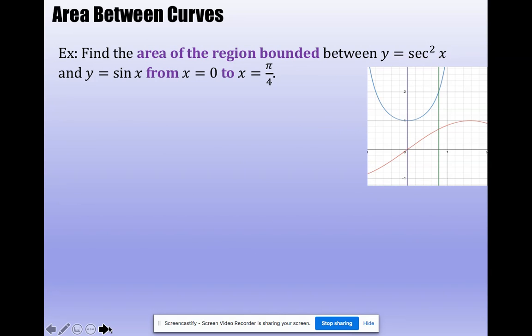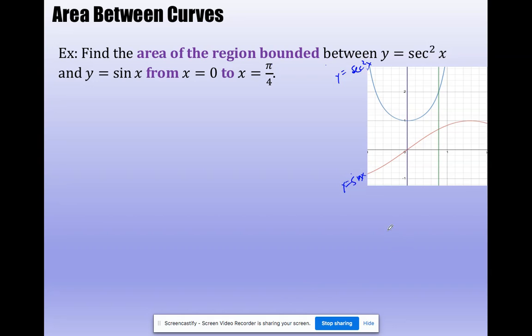So let's do this example. And I tried to highlight a couple different ways this could be asked. So find the area of the region bounded between these two functions, secant squared of x, which is right here, and sine x. They do not intersect, so you cannot find points of intersection. They don't meet.